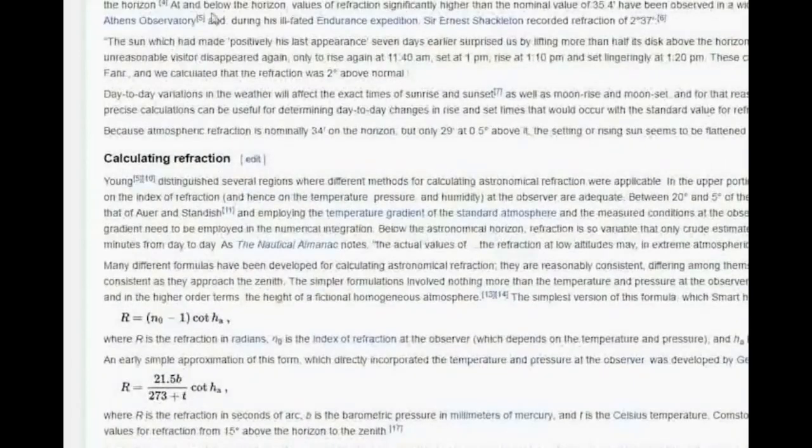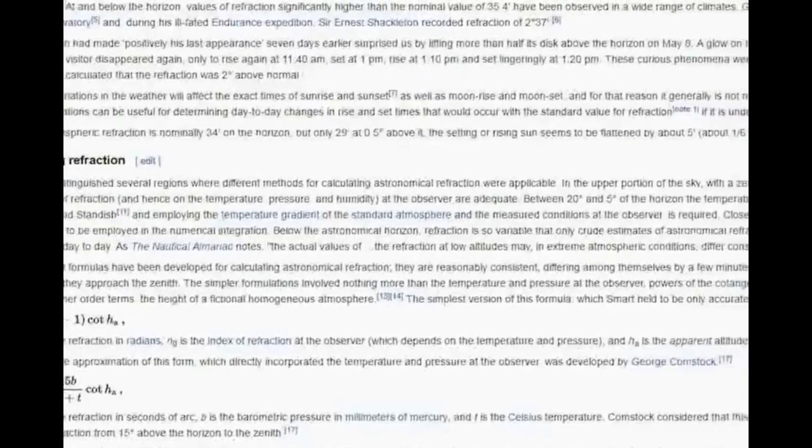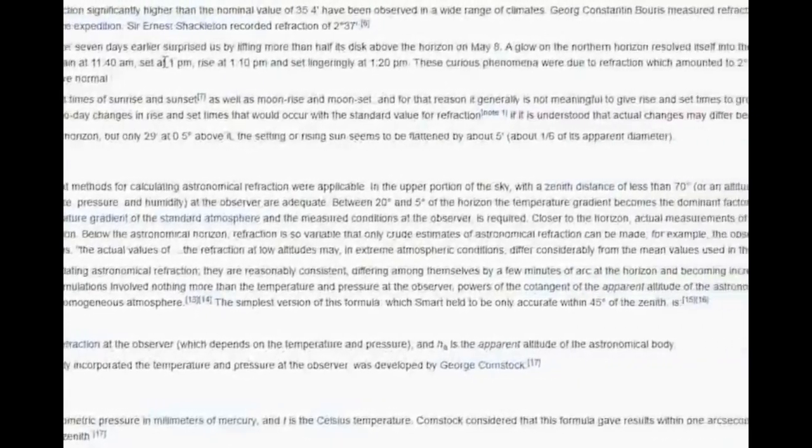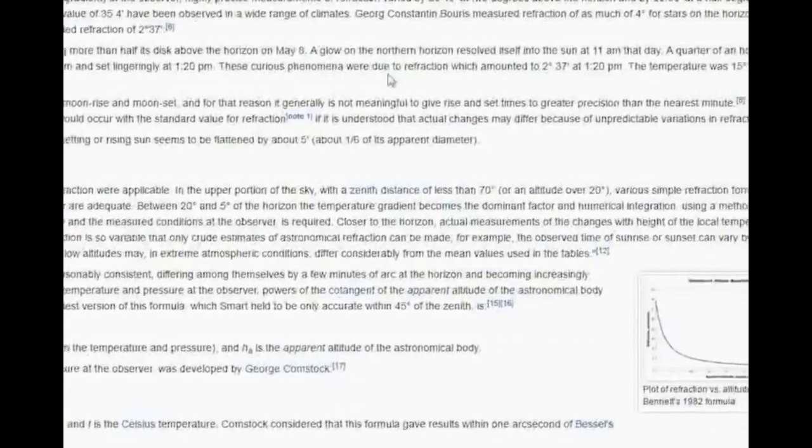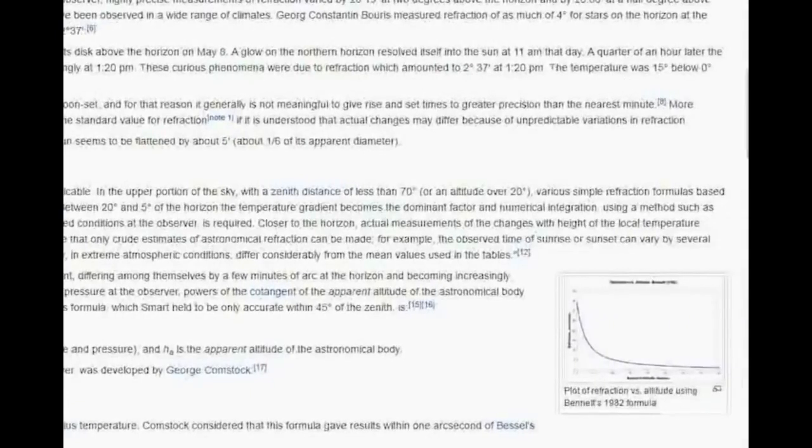It then talks about an example once of how the sun set only to rise again an hour later. That's right, an hour later, and then it set an hour after that, and then it rose, and then set again within the next 20 minutes. This is a classic example of advanced sunrise and sunset.